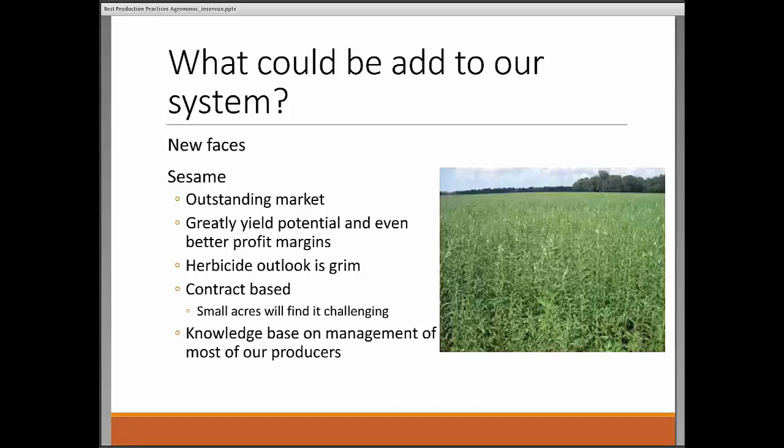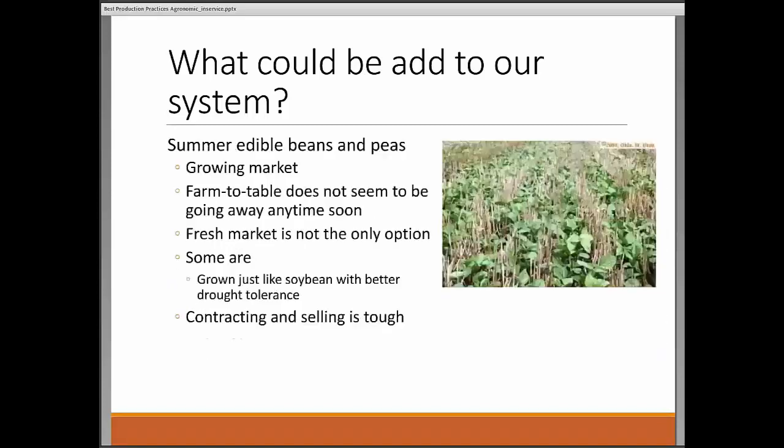One that we're seeing a lot of interest in is our summer edible beans, and summer and winter. We'll just go ahead and throw everything in our summer and winter edible beans and peas. It's a growing market. A lot of these markets are growing through farm to table, and this movement that we thought might be just a flash in the pan doesn't seem to be going away anytime soon.